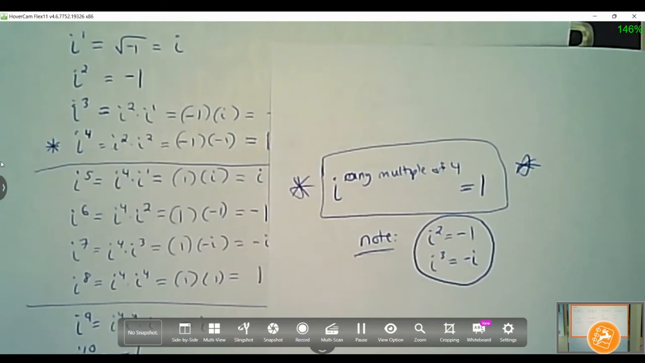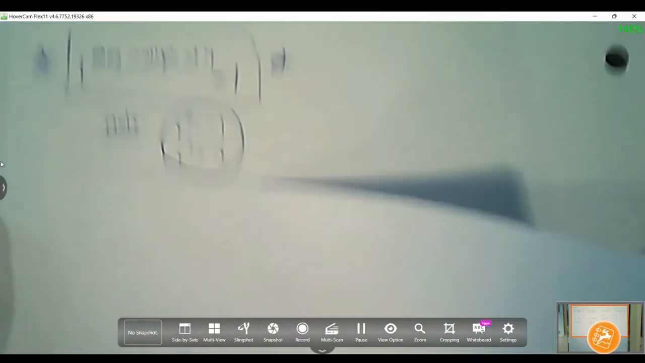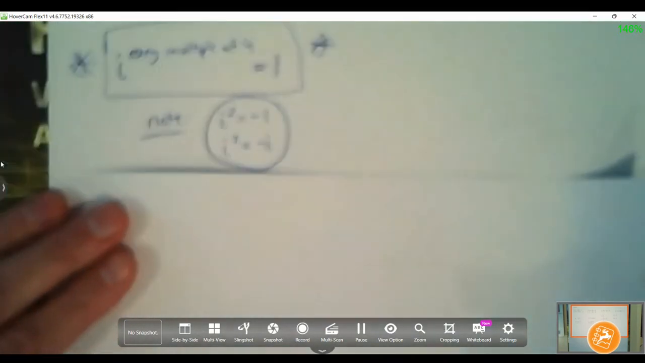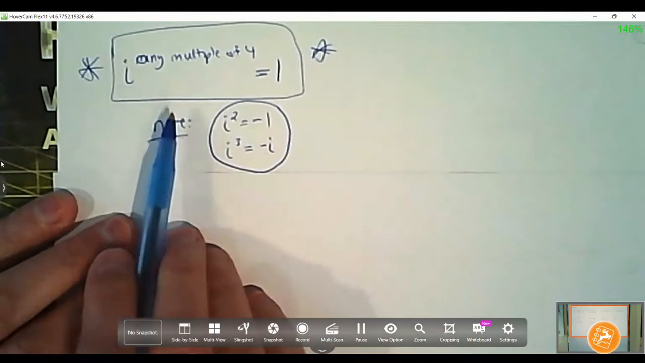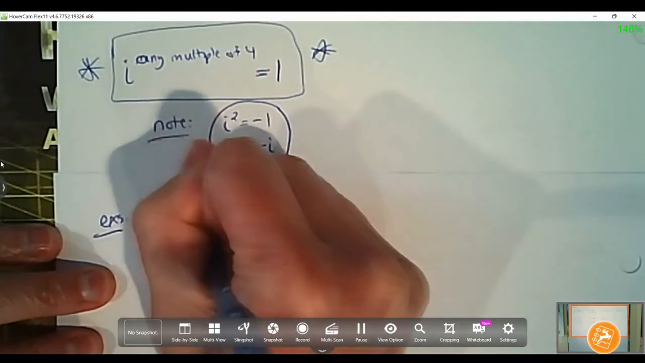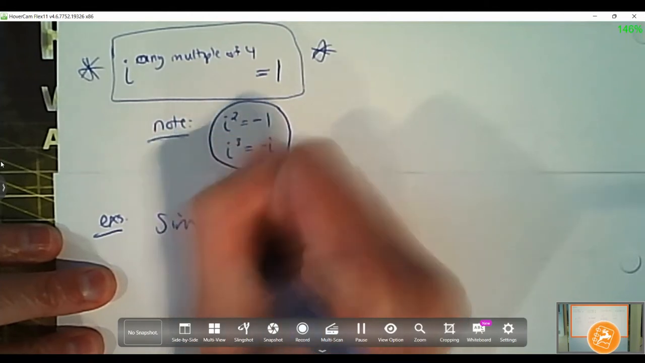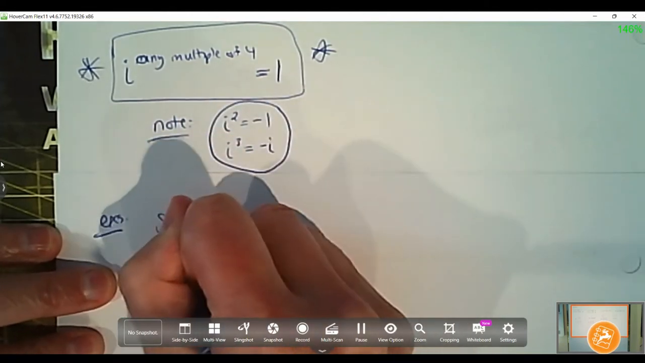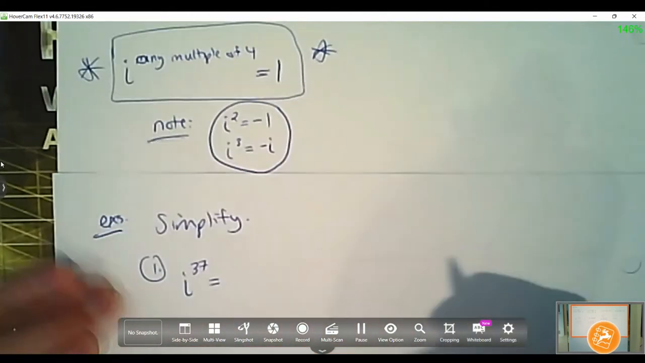On the bottom of the handout, you have some space for some examples. So let's go ahead and take a look at a couple of those. I'll just leave this here because that's all we really need to know. So for some examples, let's go ahead and simplify. Please write down the directions. The directions will be simplified. i to the 37th. Okay.